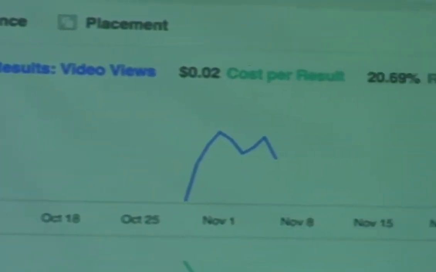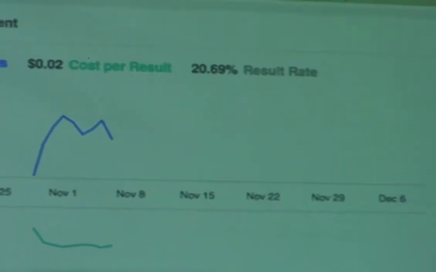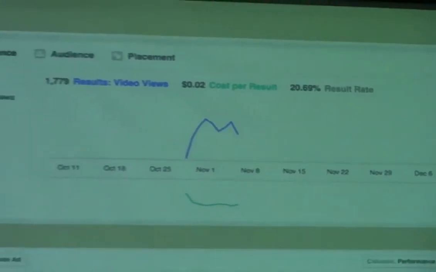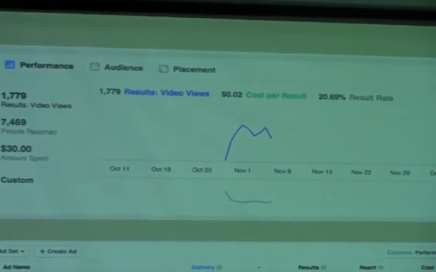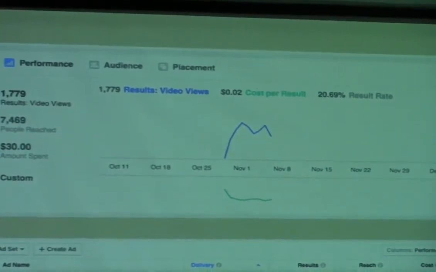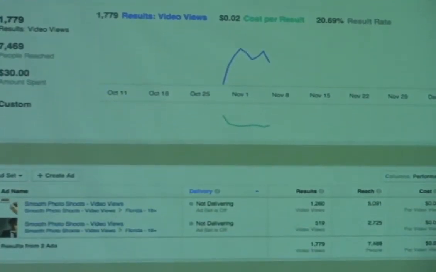Did you do a lot of ad sets or ads with A/B testing in it? We didn't do a lot of the A/B testing. We did two ads. Ad sets? Two ad sets. And how many ads within the ad sets? That's it. Just these two. These are the two ads that we did right here. That was good.